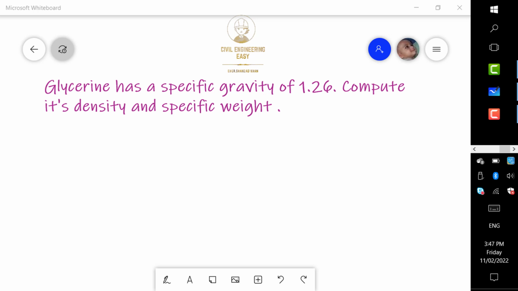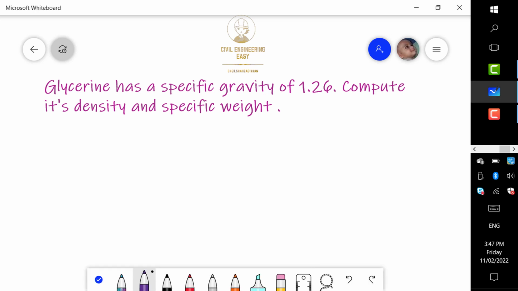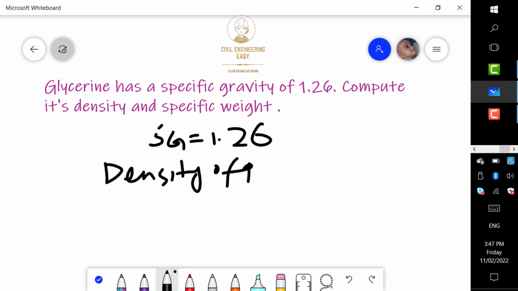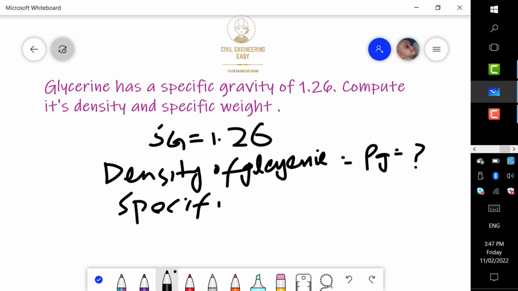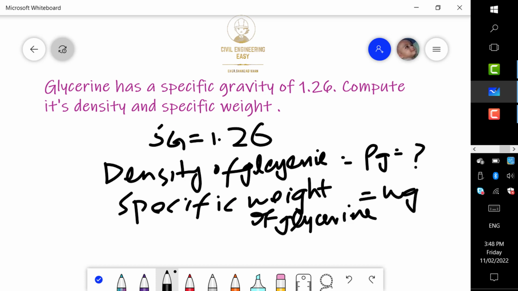In this short video, I am going to solve a numerical example related to specific weight and density of glycerine in fluid mechanics. In this question, it is given that the glycerine has a specific gravity of 1.26. We are required to find out the density and specific weight of glycerine. The density of glycerine is unknown. Specific weight of glycerine is unknown.